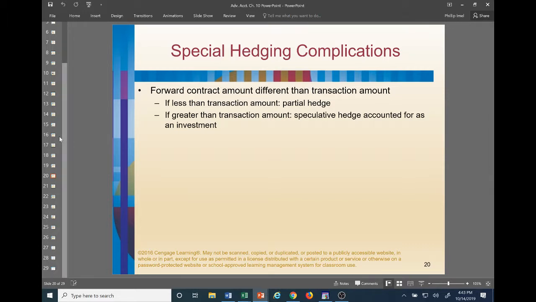Now, what about the forward contract amount being different than the transaction amount? If it is less than the transaction amount, then we have a partial hedge. If it's greater than the transaction amount, then we have a speculative hedge accounted for as an investment.